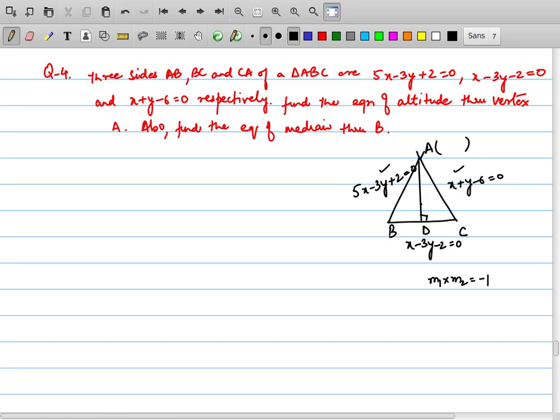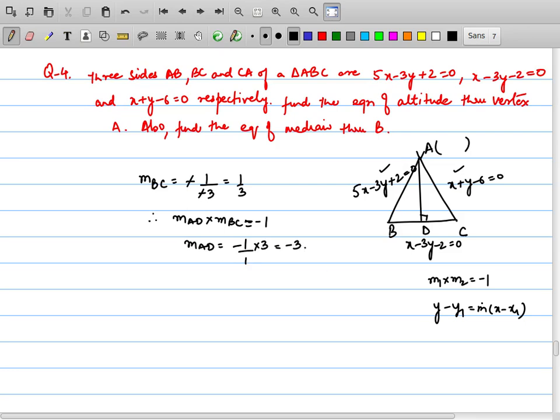And now we will know the slope and point as well, and we can use the formula y minus y1 is equal to m times x minus x1. So we start with the slope of BC. Now we know how to find the slope directly: minus coefficient of x upon coefficient of y. What is the slope of BC? 1 by 3. Therefore, what will be the slope of AD? Slope of AD into slope of BC should be minus 1 because these two lines are perpendicular. Therefore, slope of AD is minus 1 upon m BC. m BC was 1 by 3. Therefore, slope is minus 3.